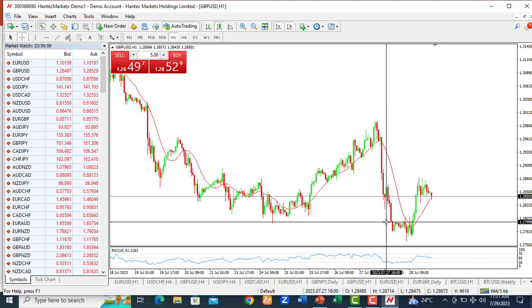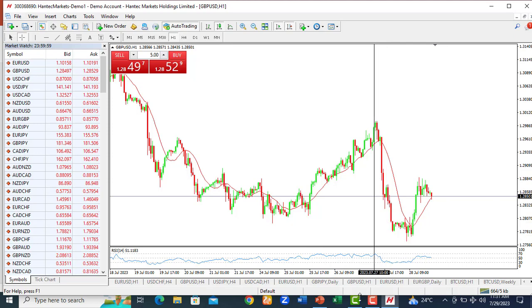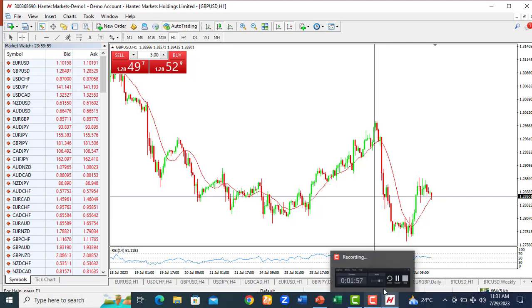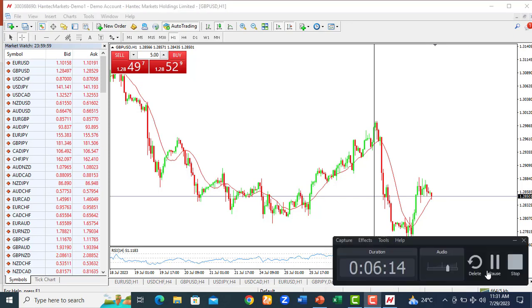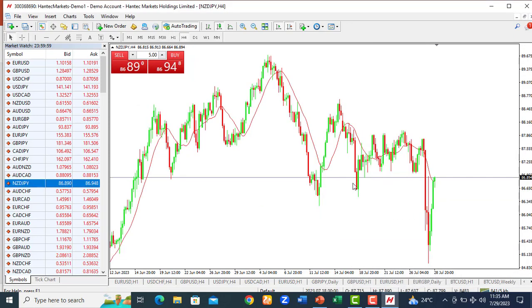So that is how. Let me bring another market, showing you how to set your stop loss and your take profit for a sell before we go for a buying market. So let's say for this particular market, you wish to sell. You have been looking for an opportunity to sell this NZDJPY.